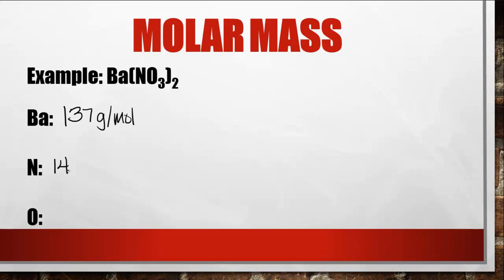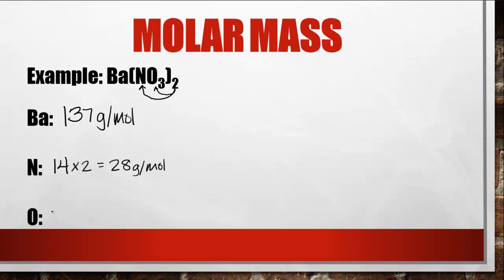We're going to do the same for N. So nitrogen is 14. However, in this formula, you're going to have to multiply that because we don't have just one nitrogen. This 2 here is going to go to oxygen and it's going to go to nitrogen. Now it only distributes through what's in the parentheses. It does not go to barium. So we have 2 nitrogens, so we're going to take 14 times 2, which will give us 28 grams per mole.